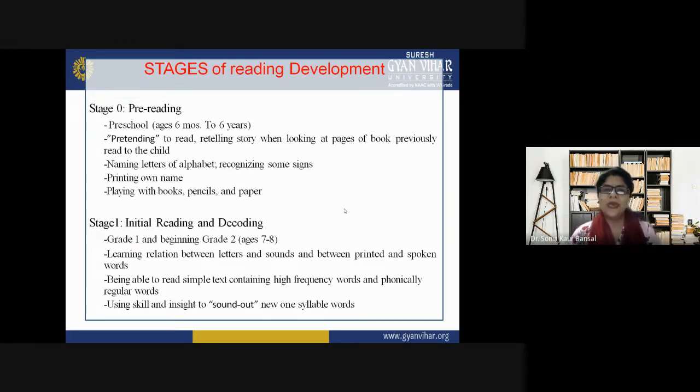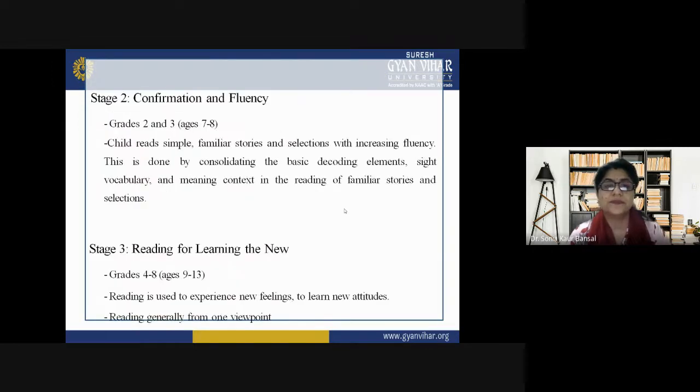So, being able to read simple text containing high frequency words and phonetically regular words are the main characteristics of this stage of development. Then using skills and insights to sound out new one-syllable words. This is how in stage 1, initial reading and decoding is done.